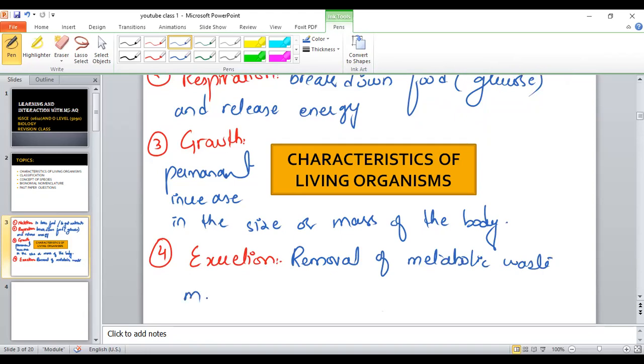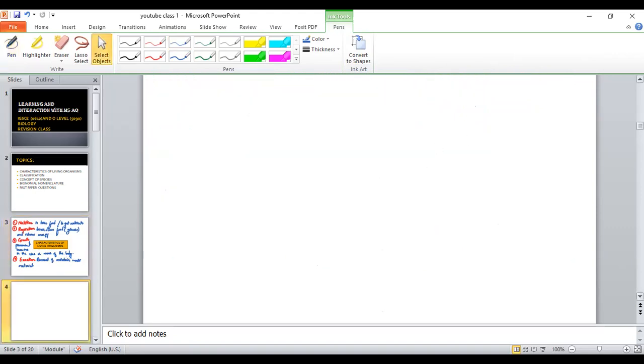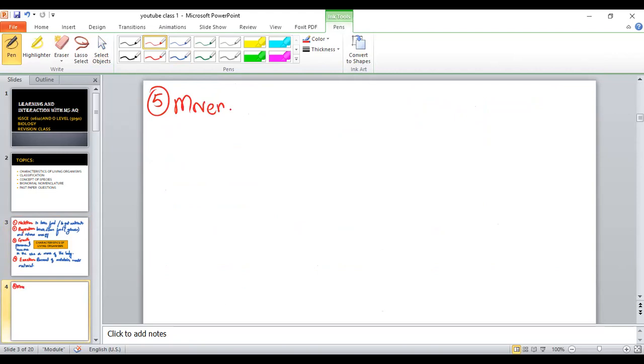Like we will excrete carbon dioxide, because we produce carbon dioxide during respiration. Then we produce urea by protein degradation, which is also toxic for us, so we will remove it. After excretion, number 5th is movement. All living organisms show some type of movement, like they can change their positions or their places.